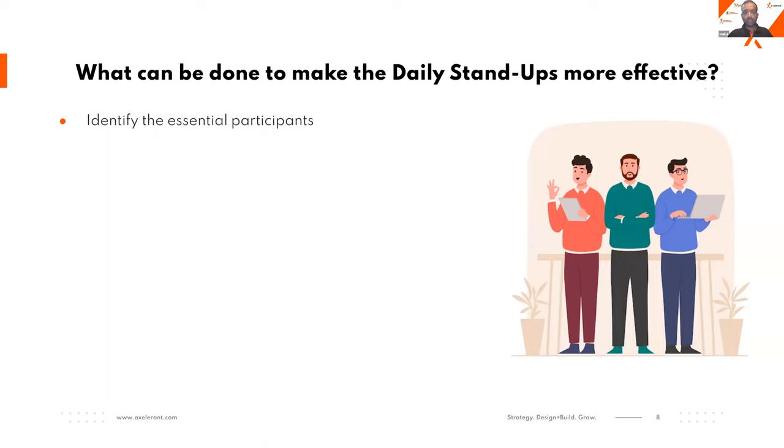Identify only the essential participants for your DSM. Strictly 15 minutes, not more than that. Keep figuring out what you can do to reduce your meeting duration to that. And first of all, you have to make sure that only required people are there, developers and QA, who are working on a day-to-day basis on the work. And they are the only ones in the DSM.